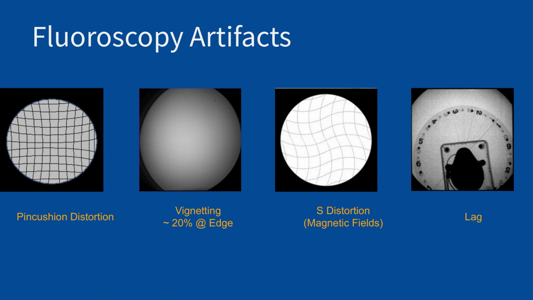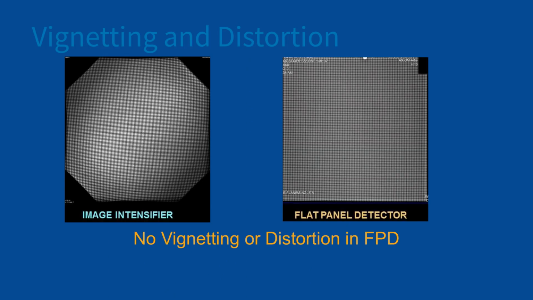All of these artifacts are really only relevant for image intensifiers and do not apply to flat panel detectors. Those have their own set of artifacts, of course. We don't get vignetting, we don't get distortion in flat panel detectors, but what can happen is actually dead pixels. So you may have one of those pixels that is no longer functioning, and that just generates either a white or a dark signal.